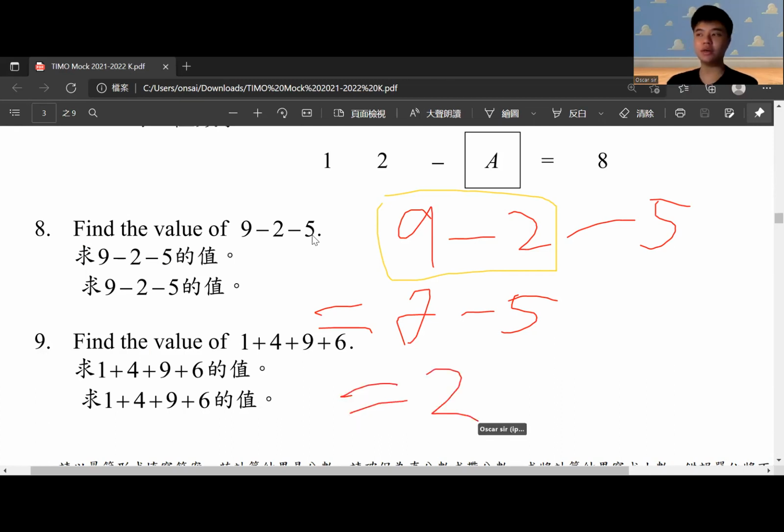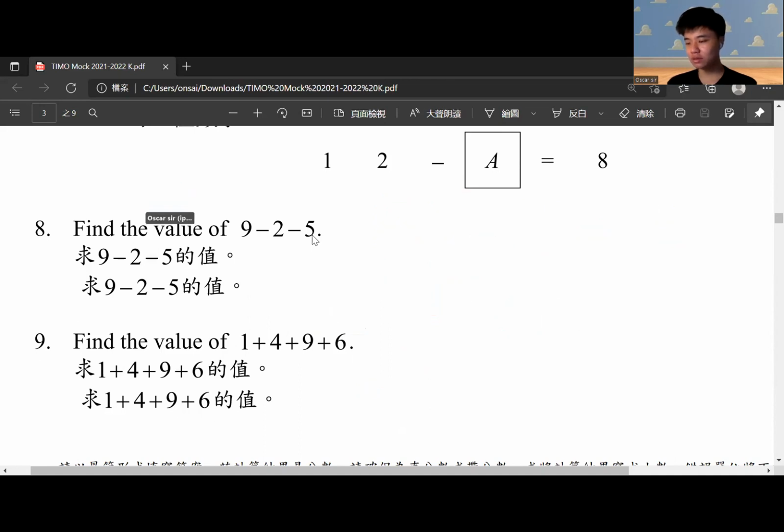You guys, the only rule you need to obey if you're solving a long equation, a continuous equation, is that you need to do it from the left hand side to the right hand side. This is the only rule you need to obey, and you need to remember it. Okay, so the answer to this question is 2.